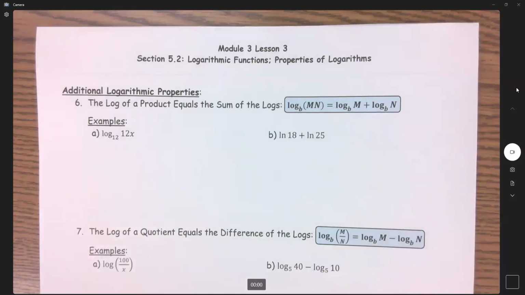Last video, we went over our 5 basic log properties. Now we have 3 additional log properties to go over in this video. And number 6 says the log of a product equals the sum of logs.